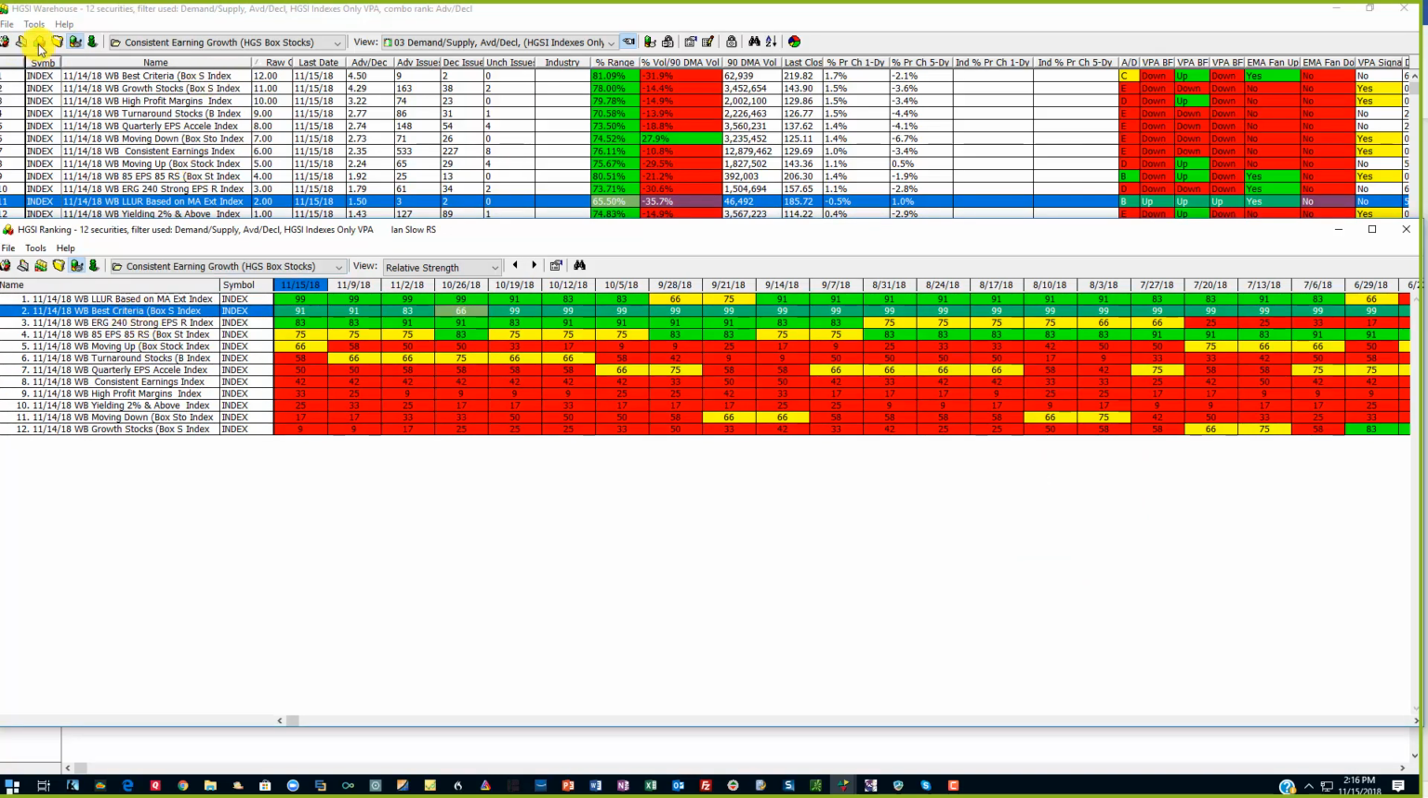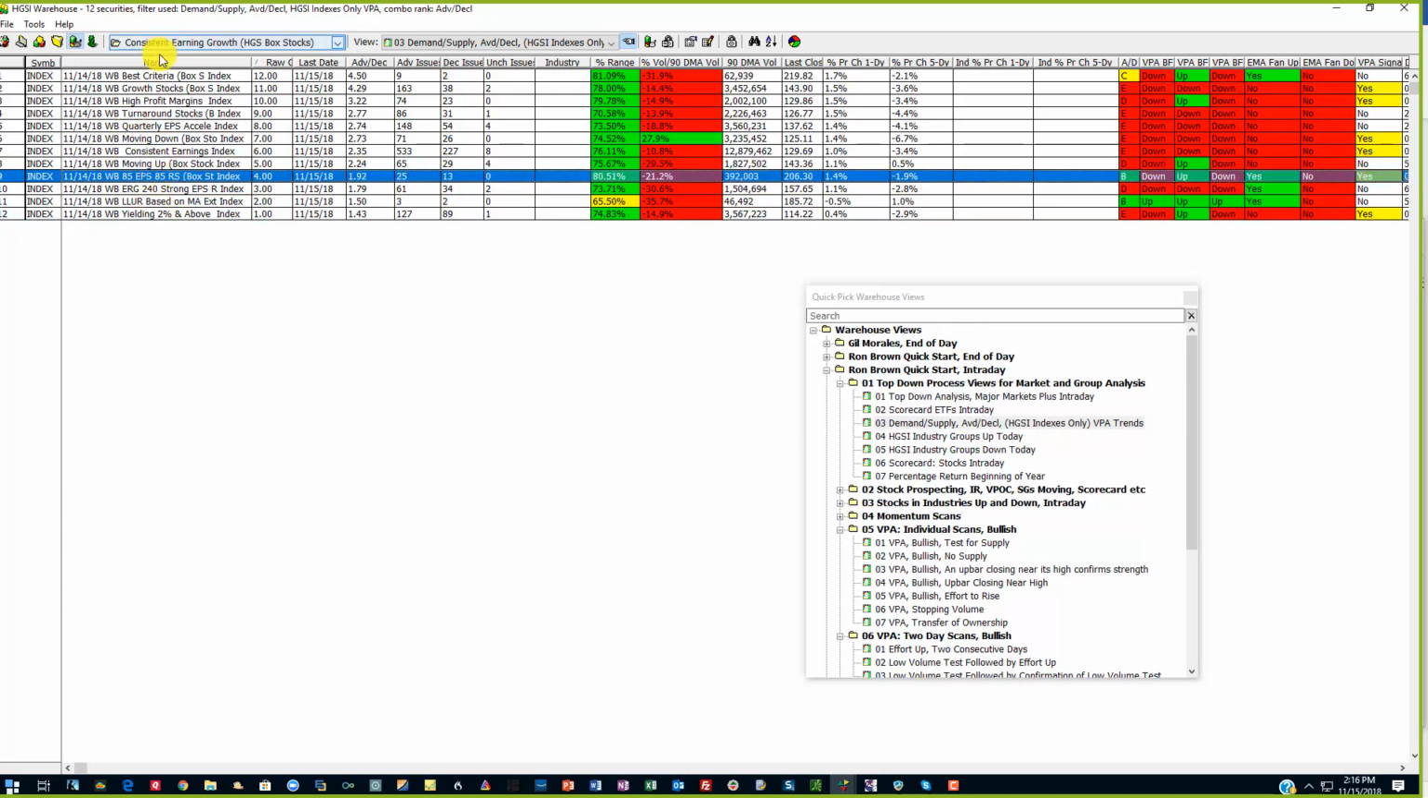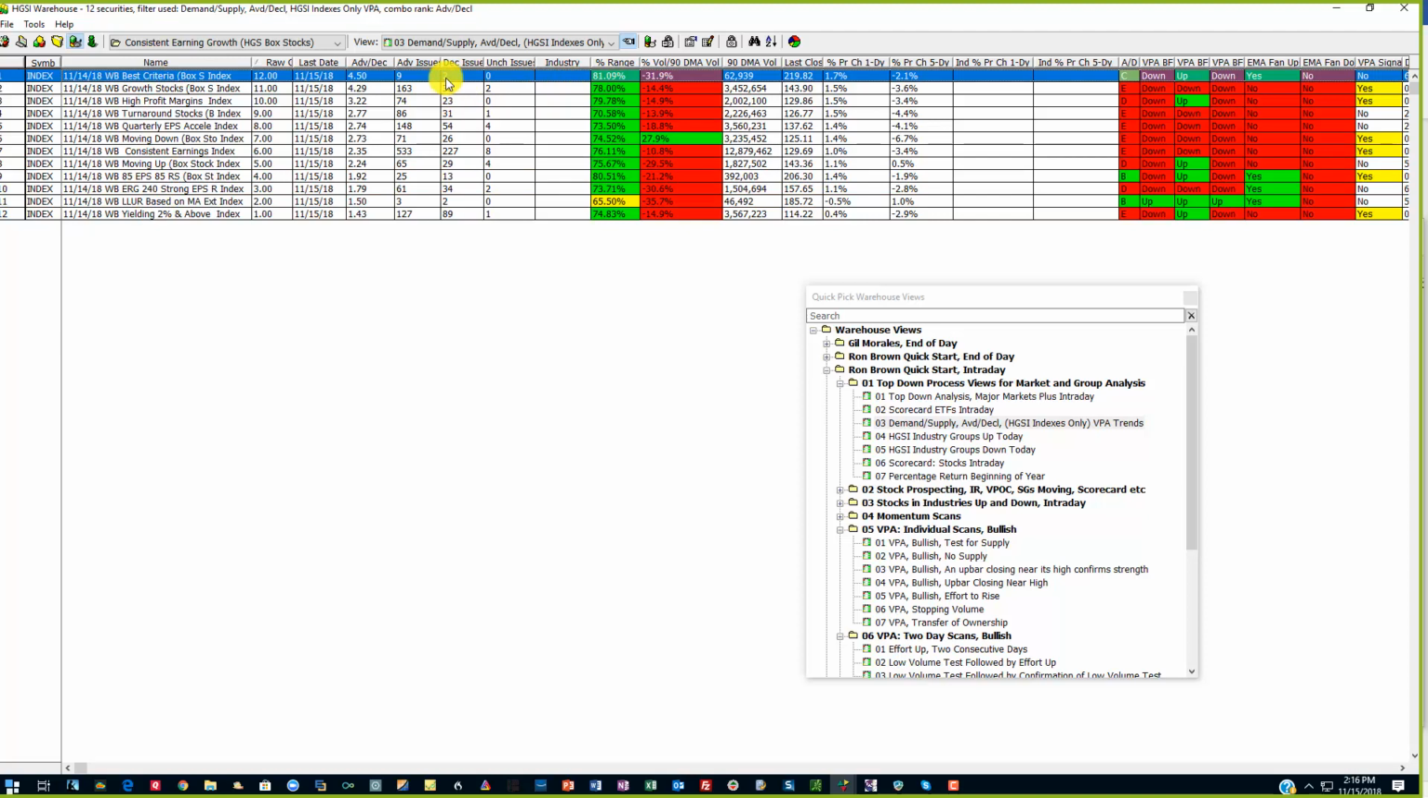Now here is best criteria. This is also a very small group. Let's see if I can. Where is my best criteria? Oh, right here at the top. There's only 11 in here. And I'm sure some of you remember this many years ago. If you were at that seminar, we had a class function, and everybody had input, and we came up with what we thought was the best criteria, and that is how that was named. But these are all box stocks.